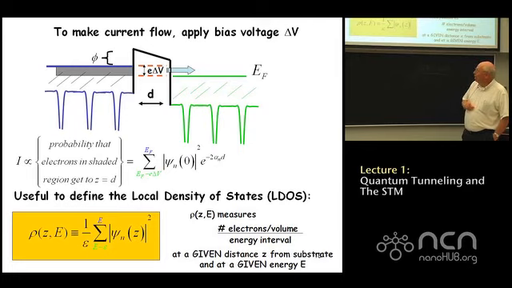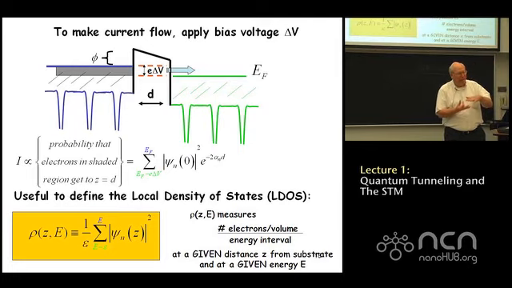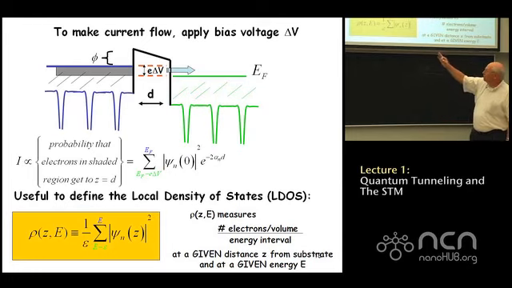And now we have to take into account the fact that there is a range of energies in that shaded region that can tunnel from the left to the right of the barrier. That range of energies requires us to put a summation in front of that wave function squared.